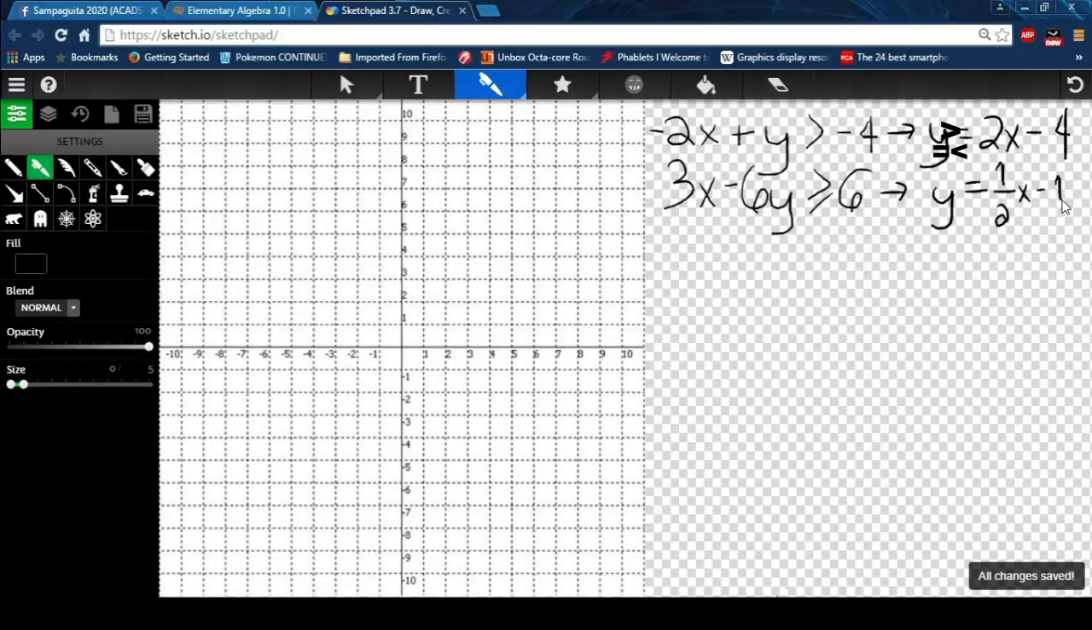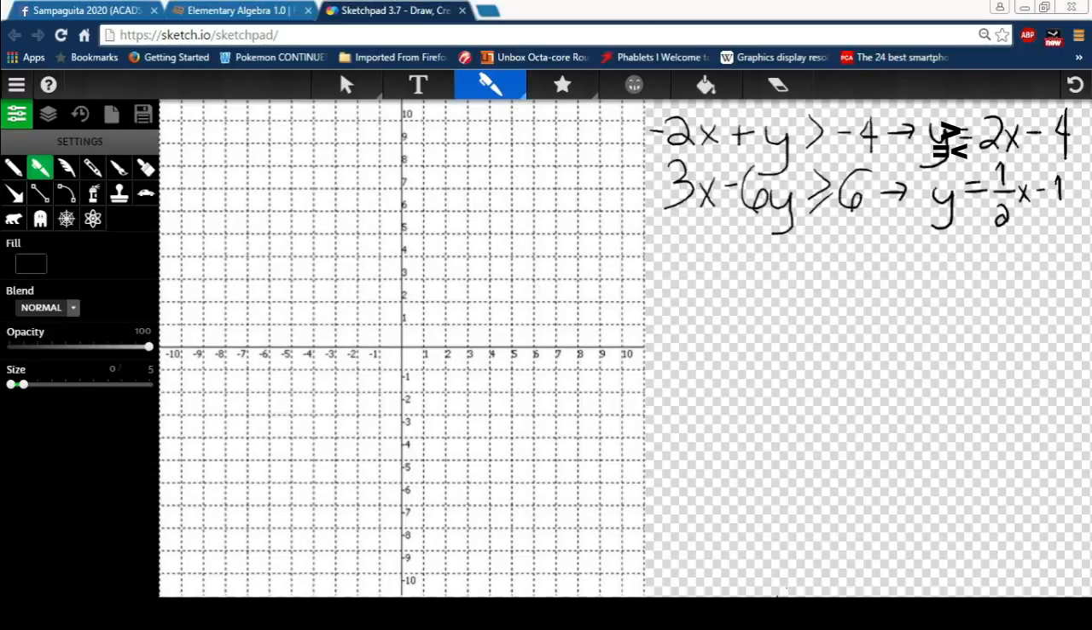So basically we just added 6y to the other side, then subtracted 6 here, so it becomes 3x minus 6 is equal to 6y. Then we divided both sides by 6, so it becomes y equals 1/2 x, since 3 divided by 6 is 1/2, minus 1, since negative 6 divided by 6 is negative 1. So we have our simplified inequalities here.